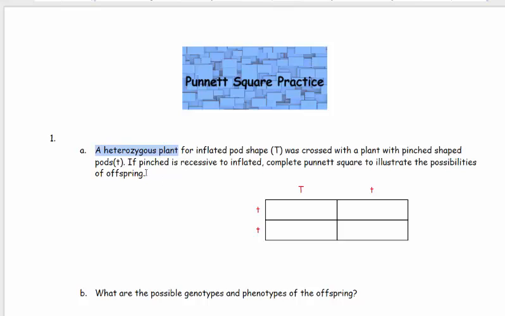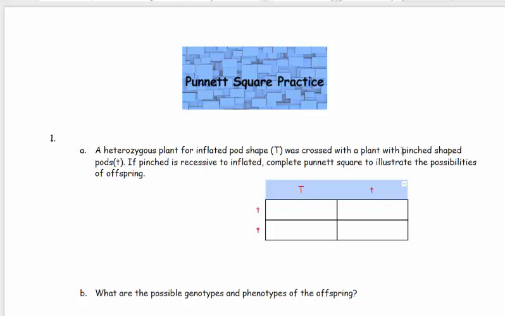So we're talking about crossing this heterozygous plant with a pinched shaped pod as well, and that has a lowercase or small letter t, so that must be a recessive plant that has both recessive genes. So we talk about this heterozygous plant, and where would that appear in our Punnett square? Well, that happens to be the big small that we talked about before. Remember, heterozygous means one of each, dominant and recessive.